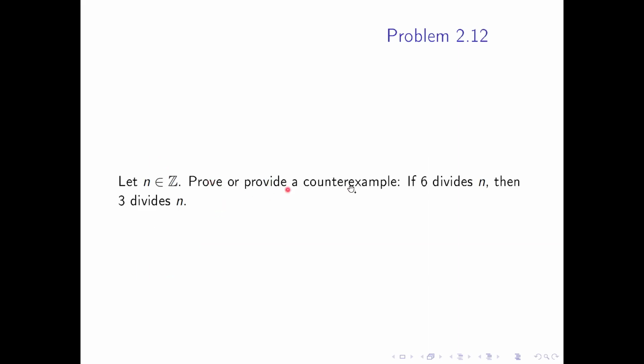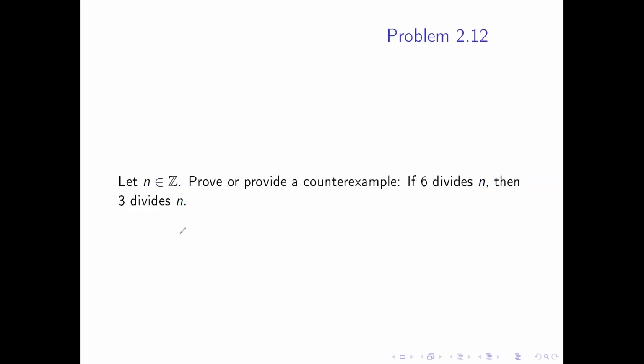I want you to prove or provide a counterexample that if 6 divides n, then 3 divides n. So the first question is, we need to make a best guess. When you have something like this where it says prove or provide a counterexample, you're making your best guess. Do you think it's true or not true? So I want you to take a minute, pause and think about that. Do you think this is true or not true? Okay. Hopefully you already came up with an answer. My statement is this is true. So how do we prove it?